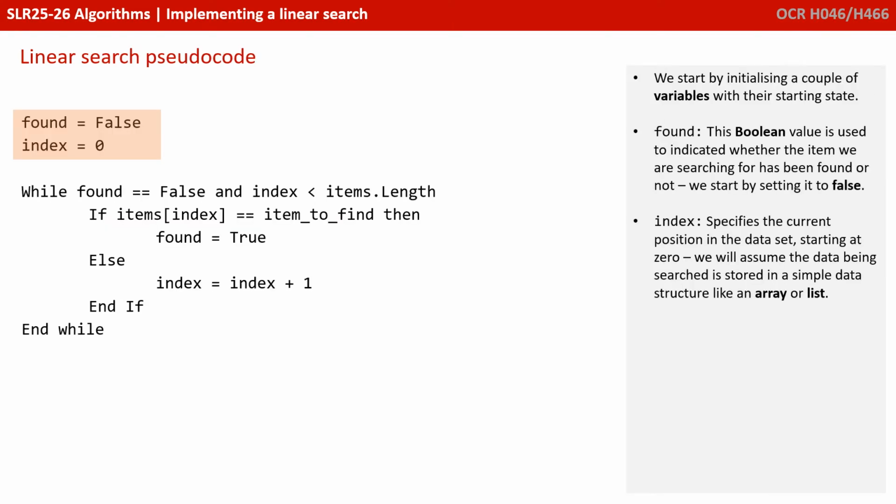So here's some pseudocode. We start by initializing a couple of variables with their starting state. We have found. This Boolean value is used to indicate whether the item we are searching for has been found or not. So we start by setting it to false. An index. This specifies the current position in the dataset, starting at 0. We'll assume the dataset being searched is stored in a simple data structure in this example, like an array or list.